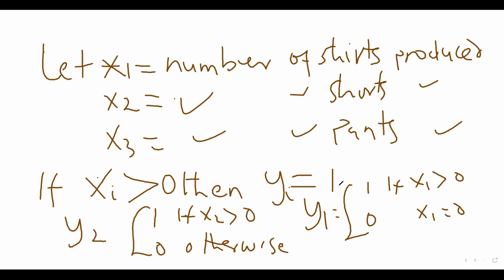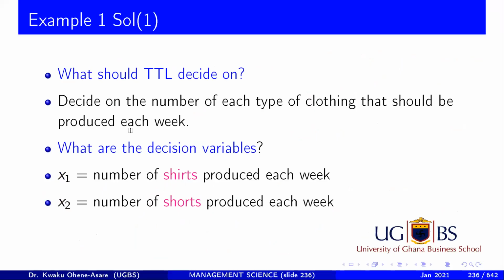And therefore, we can have Y1, Y2, Y3 as binary decision variables that are also there. I'll show you this very quickly in the note for you to appreciate it. So this is it.